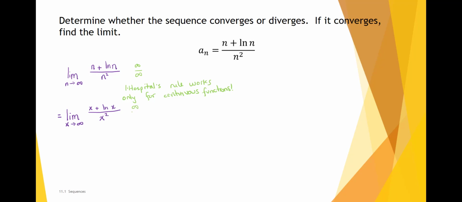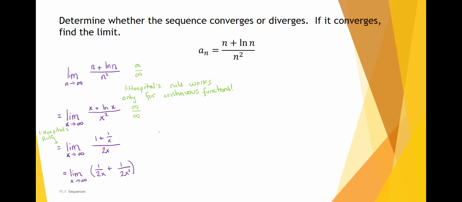Because this limit is indeterminate of form infinity divided by infinity, we can use L'Hopital's rule to rewrite this limit by taking the derivative of the top, which gives us 1 plus 1 divided by x, and taking the derivative of the bottom, which gives us 2x. Now we can simplify by splitting up this fraction. We have 1 divided by 2x plus 1 divided by 2x squared.